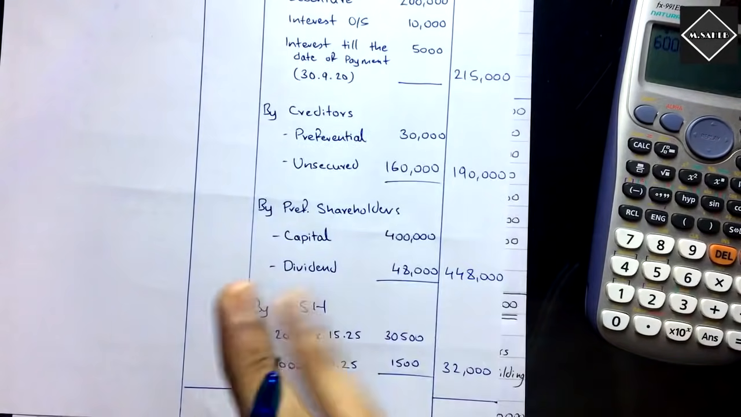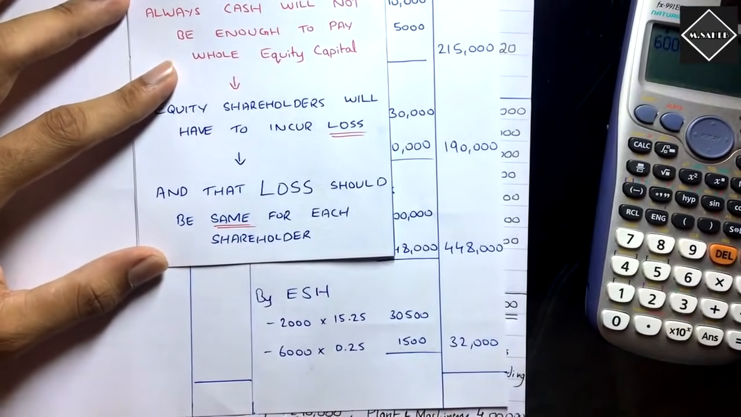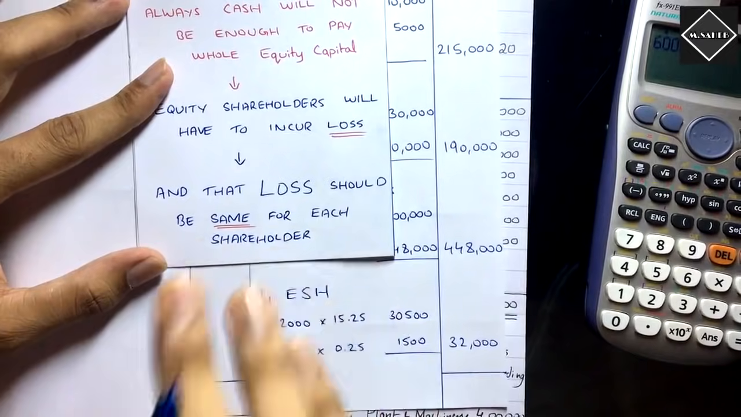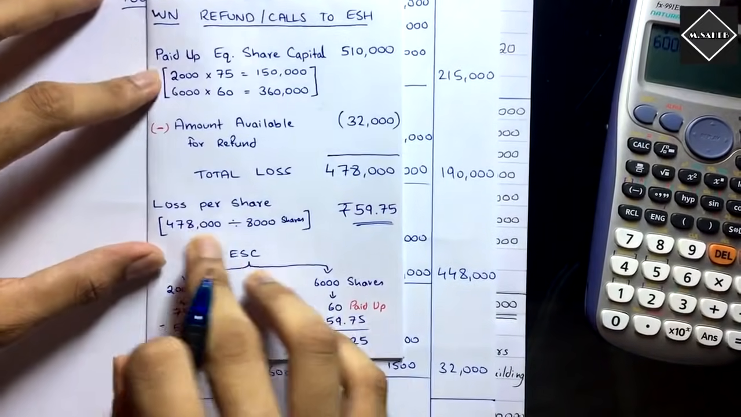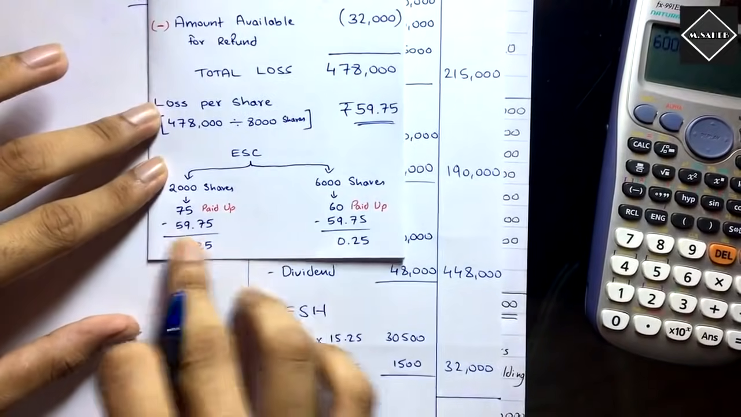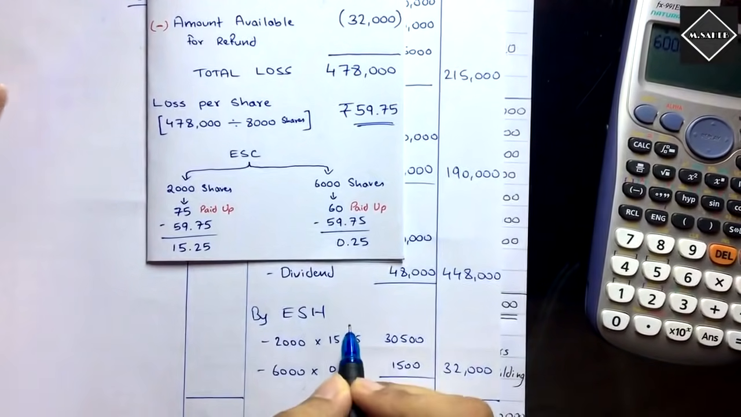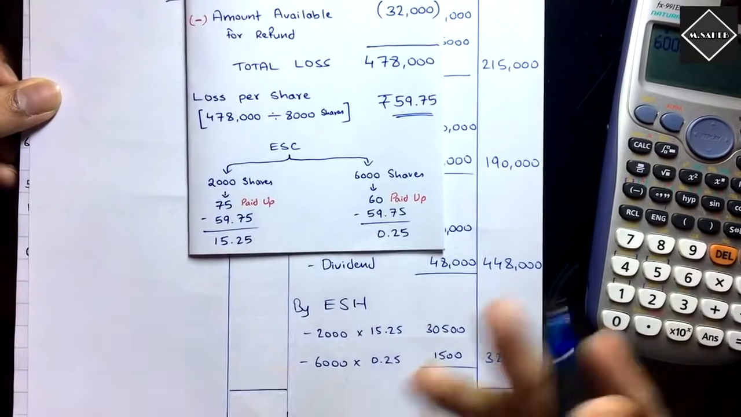It's very simple, this calculation. It's just that सबको एक ही loss कराना है, okay? Everyone has to incur the same loss. The loss should be the same. So that is why we have to find out the loss per share and then deduct it from their paid up values, and then whatever you get, if it is plus, it is a refund. If it is minus, then call. Like that you have to do it.